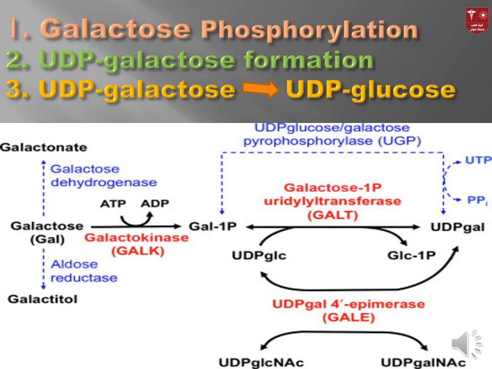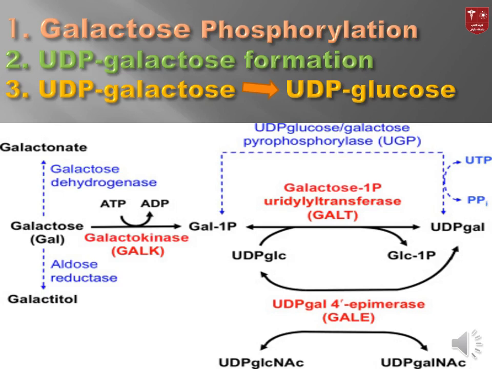The first step in metabolism of galactose is phosphorylation. Of course, any sugar has to be phosphorylated first before the metabolic pathways. Galactose phosphorylation takes place by the enzyme galactokinase, which is the first enzyme in this slide. Galactokinase converts galactose to galactose 1 phosphate. Galactokinase is like fructokinase. It's very specific for galactose. It acts at low concentration, so it has high affinity for galactose.